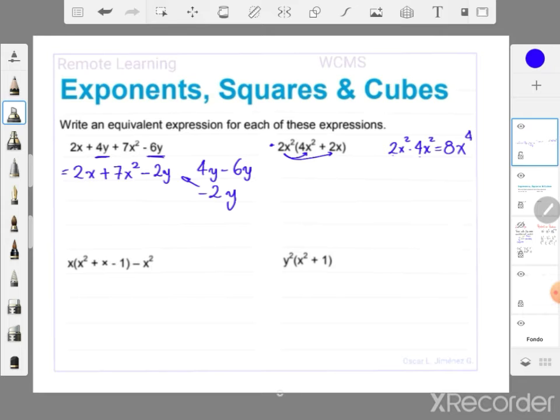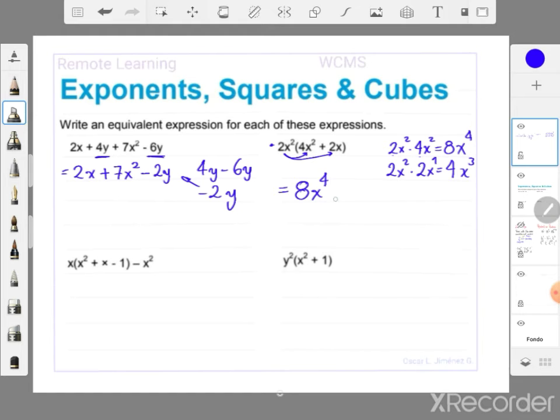Now, we are going to multiply 2x squared by 2x. Okay? So, you multiply the coefficients, 2 times 2, it is 4. You keep the variable and you add the exponents. So, what are the exponents right here? The exponents are 2 and, remember, 1. Okay, so what is 2 plus 1? It is 3.